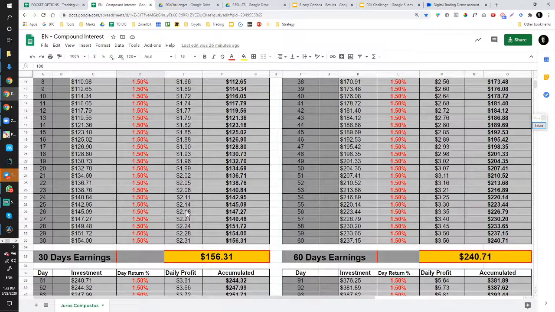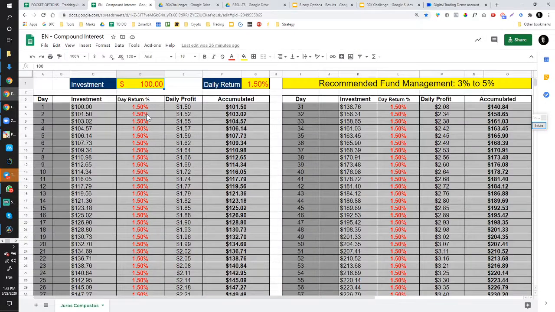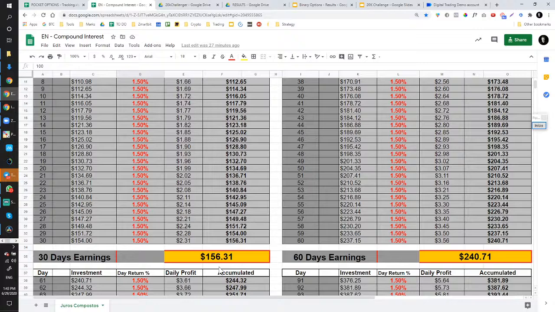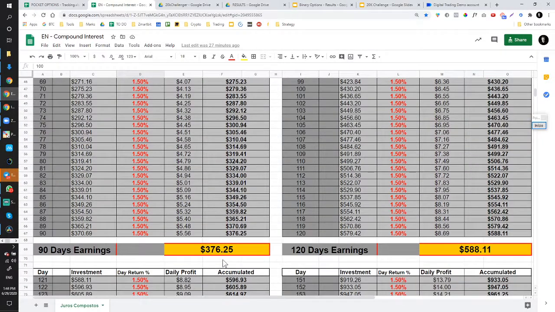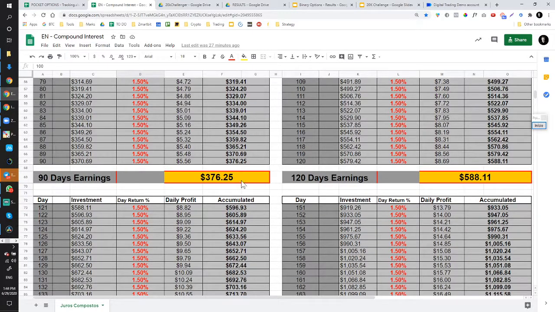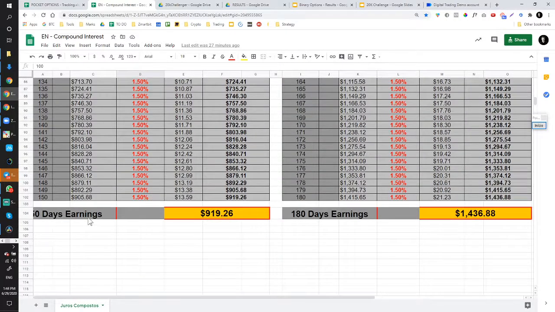So the first month, if you average 1.5% every day, your $100 is going to be $156. The second month it's going to turn to $240. The third month, $376. The fourth, $588. Now it starts getting interesting, because all of a sudden you start seeing way more results than when you started. And then the fifth month, almost $1,000.